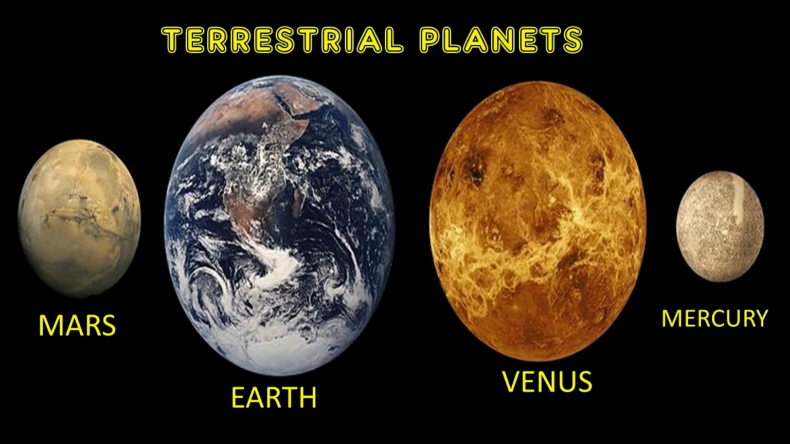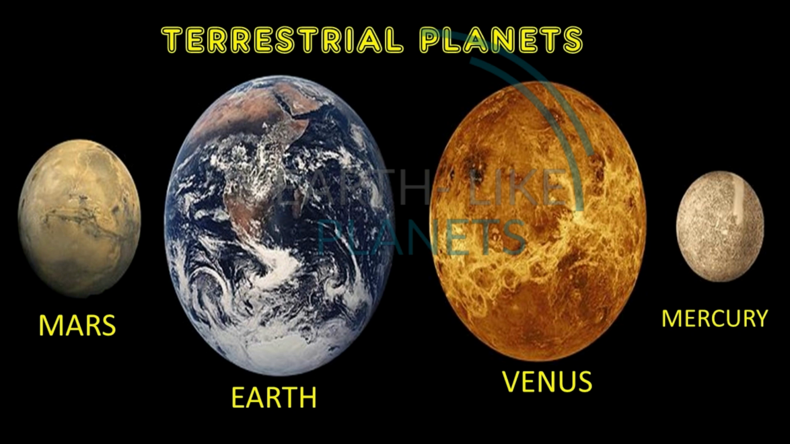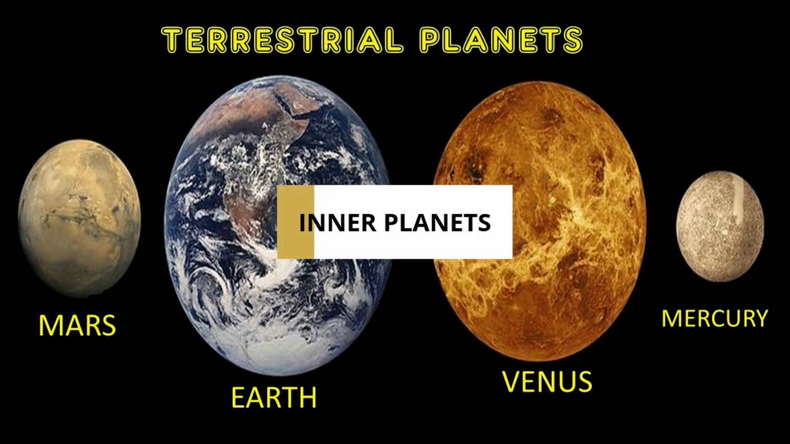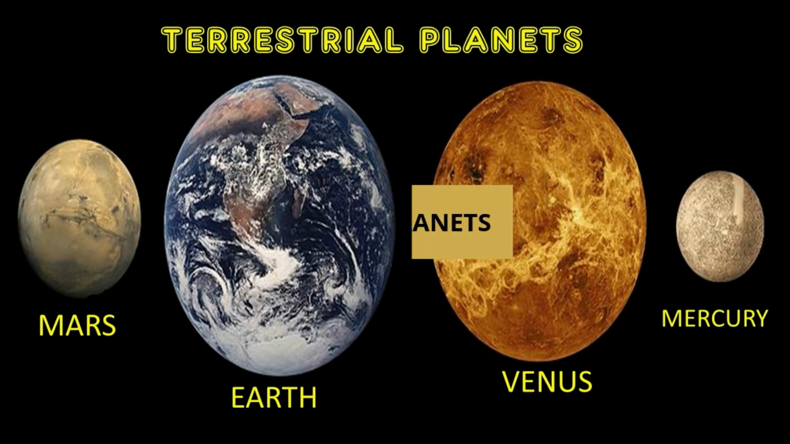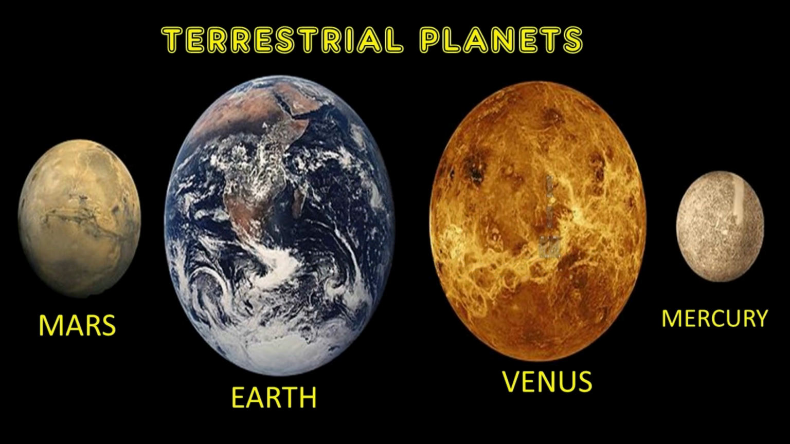The terrestrial planets. The terrestrial planets are Earth-like planets, which include Mercury, Venus, Earth, and Mars. They are sometimes referred to as inner planets. They are composed mostly of dense, rocky, and metallic materials.